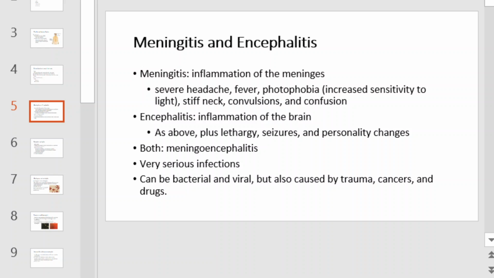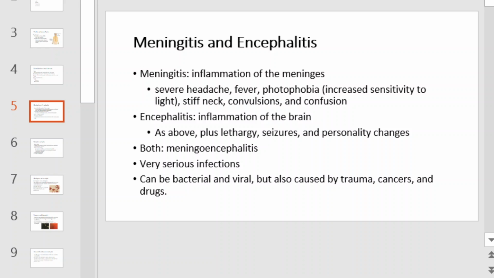Meningitis and encephalitis. Meningitis is inflammation of the meninges. Patients with meningitis exhibit severe headaches, fever, photophobia, stiff necks, convulsions, and confusion. Encephalitis is inflammation of the brain. Patients with encephalitis experience the same symptoms as meningitis, plus lethargy, seizures, and personality changes. If both the meninges and the brain are inflamed, a patient will be diagnosed with meningoencephalitis.